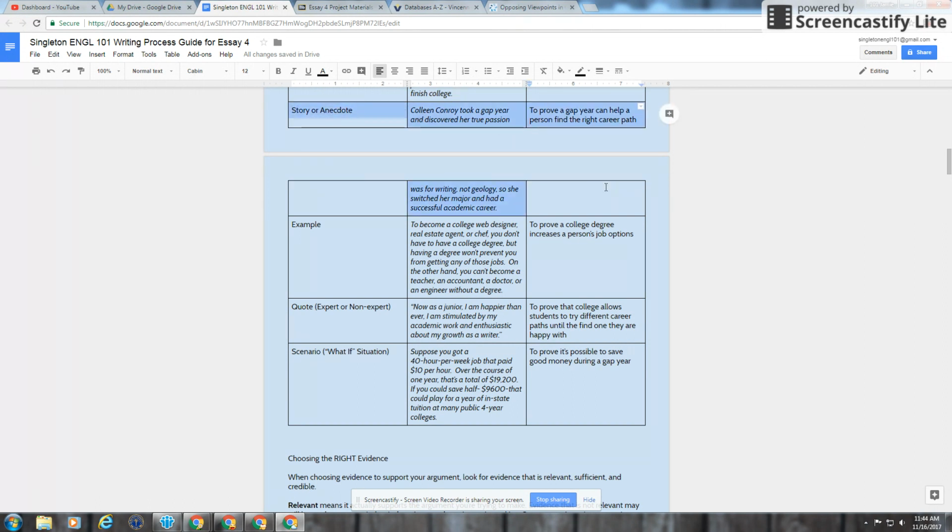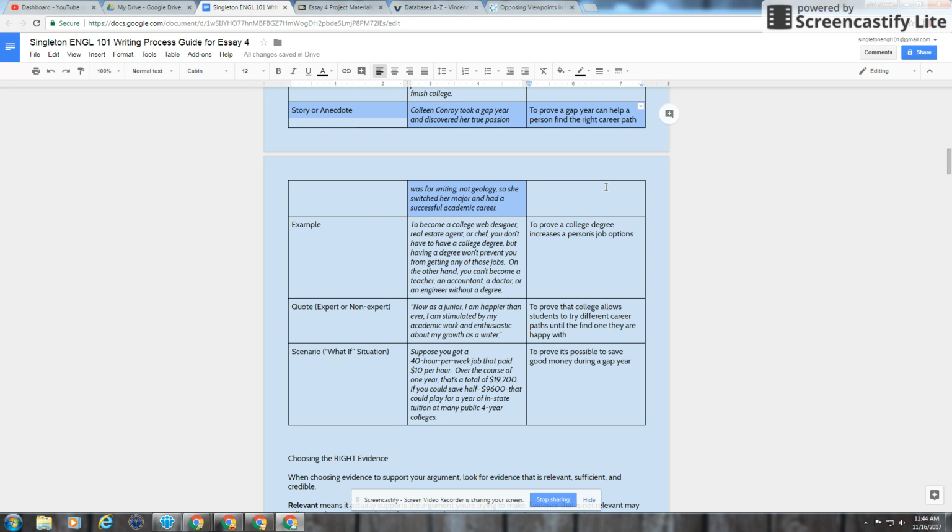A story or an anecdote, an example would be Colleen Conroy took a gap year and discovered her true passion was for writing, not geology. So she switched her major and had a successful academic career. You would use a story or an anecdote to prove that a gap year might help a person find the right career path. Stories or anecdotes, again, this can come from sources that you found on the library site. So maybe an interview with someone, or a story, like, for example, in the Turkle readings where she discusses Roman or Maury.